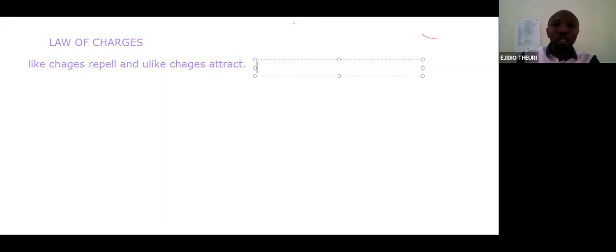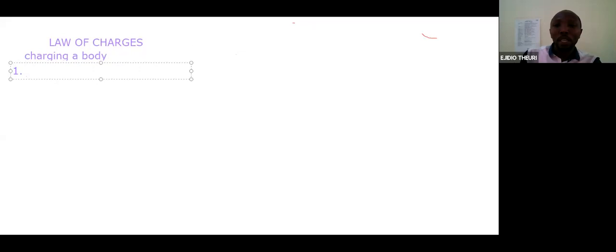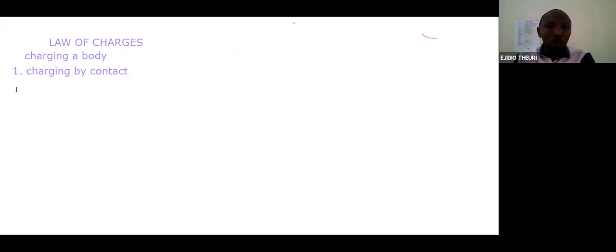Let me just write it here. Charging a body. How do you charge a body? Method one of charging a body: charging by contact. Method two: charging by induction. And method three: charging by separation.